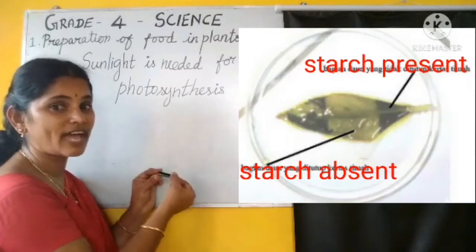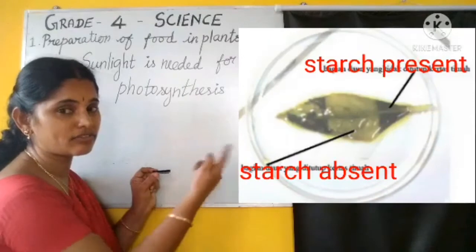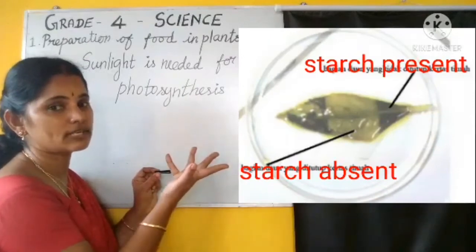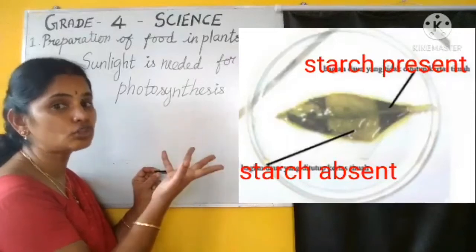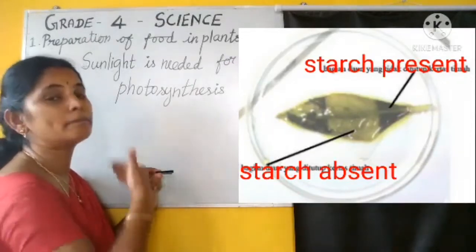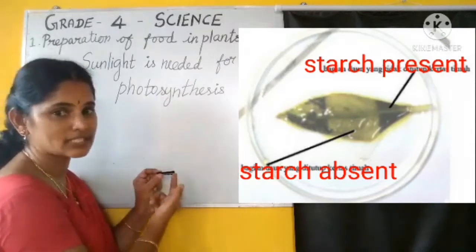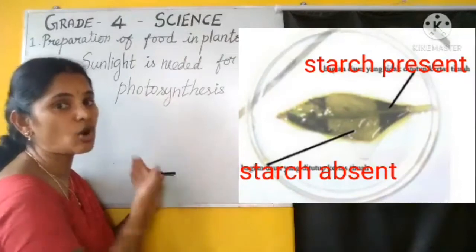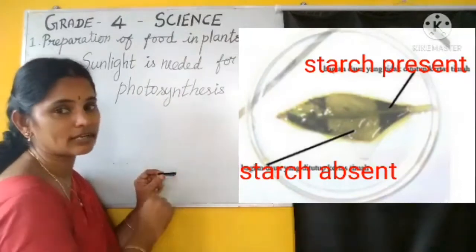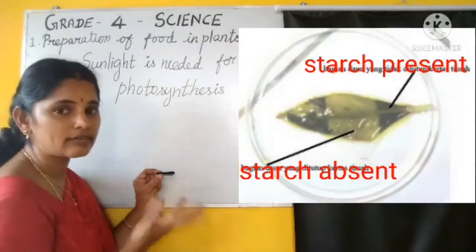So this proves that starch is prepared in the upper and lower part of the leaf, whereas in the center part where we cut off the sunlight, no starch preparation is carried out. No photosynthesis is carried out in the center part of the leaf because we covered it with the black strip in order to cut down the sunlight. Since we put the black cover sheet, sunlight did not fall on the center part.